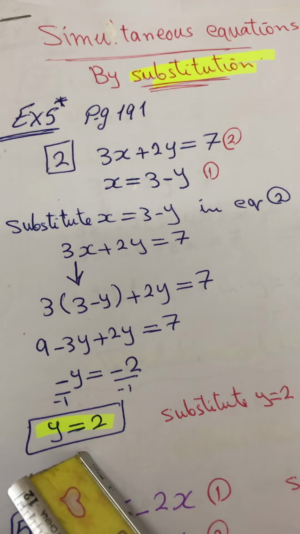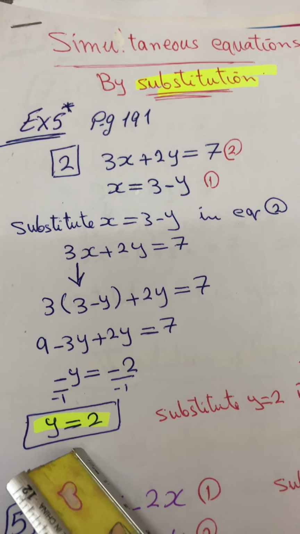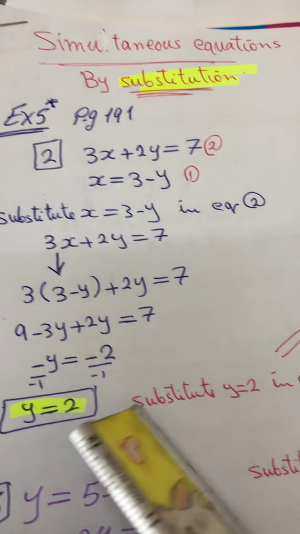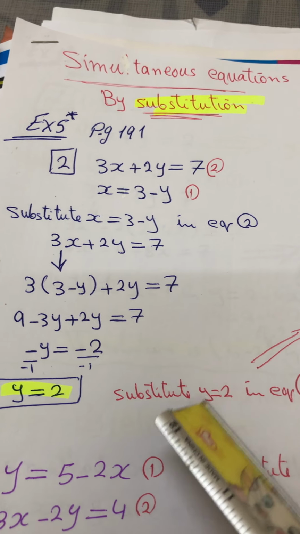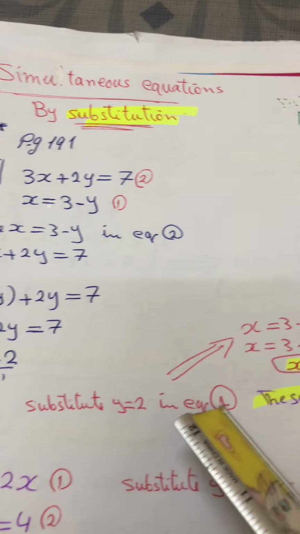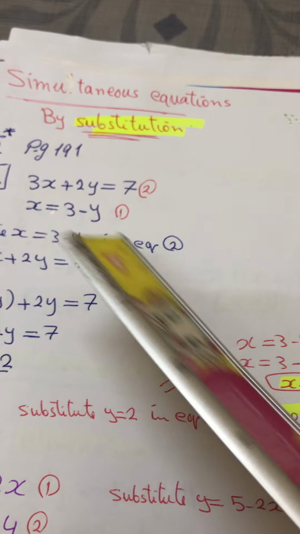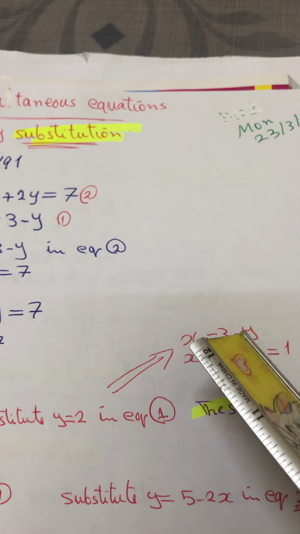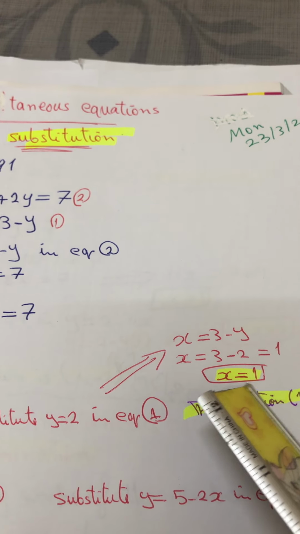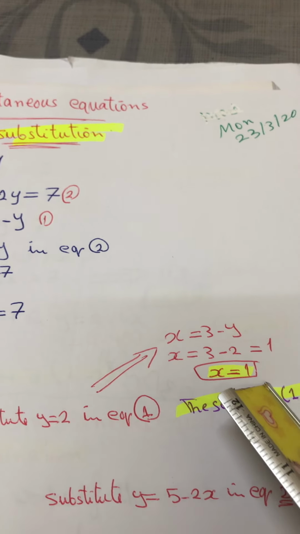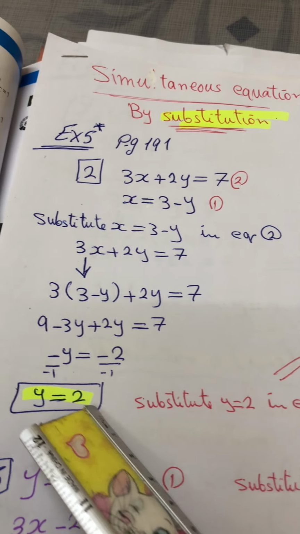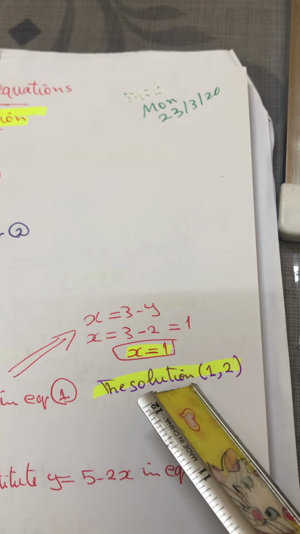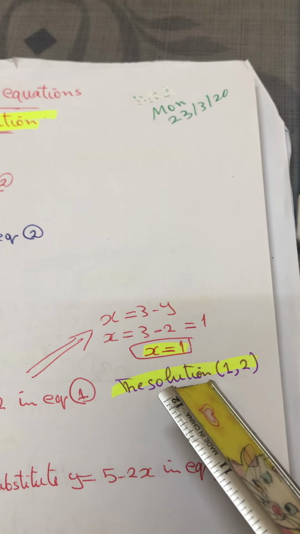The problem didn't finish. I said to you, take care, don't stop here. I found the value of one variable only. So substitute this value, y equals 2, in equation 1. Like this, this is equation 1: x equals 3 minus y. So x equals 3 minus the value of y, which is 2. So x equals 1. Now I have x equals 1 and y equals 2. So the solution is the point (1, 2).